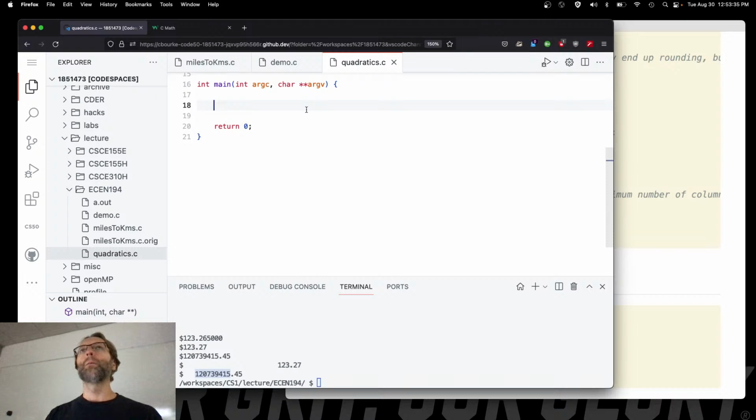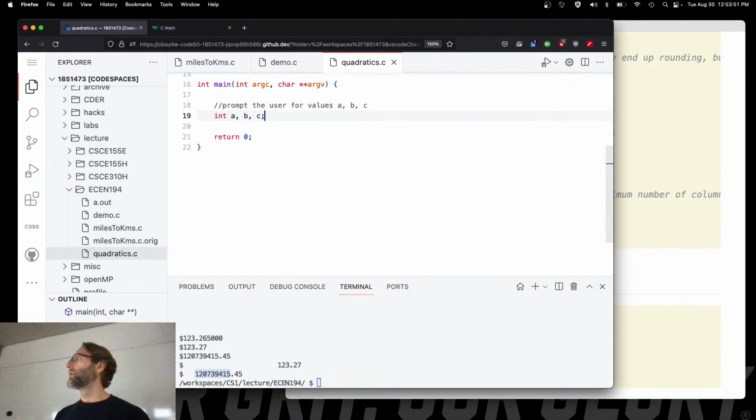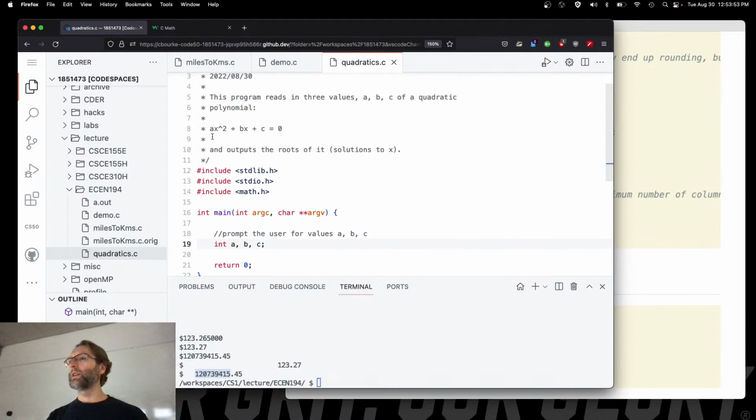What's my first step here? Let's prompt the user for values A, B, and C. Okay. So I need to have 3 variables, right? Should they be integers? Remember that these are the coefficients for a quadratic equation. Are coefficients for a quadratic equation only ever integers? No. Nope. So if we want to support doubles, we should do what? Make them into doubles. Right?